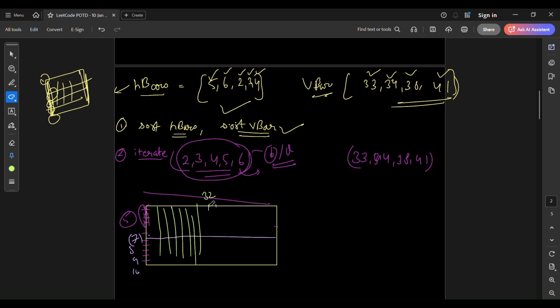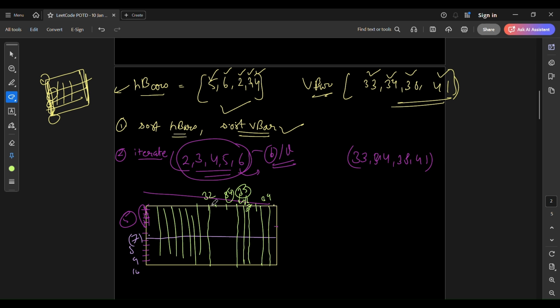Then we will see that, okay, the 32nd line is there, the 33rd is not there, the 34th is also missing. Then comes the 35th. The 35th is there. Then the 36th, yes, the 36th will be there. The 37th will be there, but the 38th will be missing. This is the 35th, this will be the 36th, this will be the 37th, and the 38th is missing, and 39. Then 40 will be there, but 41 will be missing.